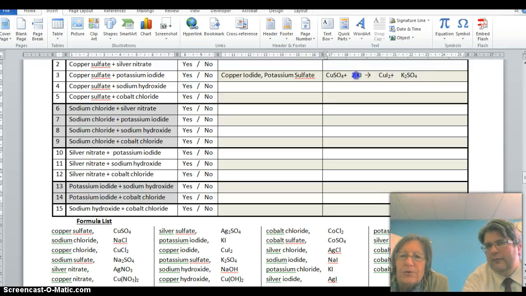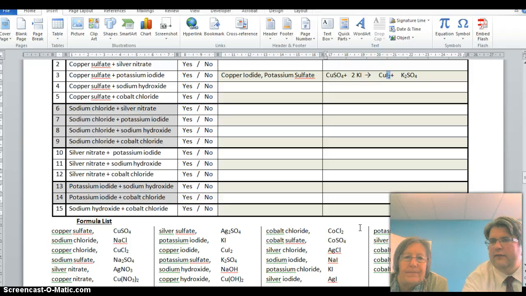Now how many potassiums? 2 potassiums. There's 2 on that side and also 2 on the other, K2. And how many iodides over here? 2 iodides, because that 2 affects both letters. So there's 2 iodides on this side, and how many on this side? 2 on that side. So we have the same of everything, so we have a balanced equation. You need to do that for each of these all the way down.